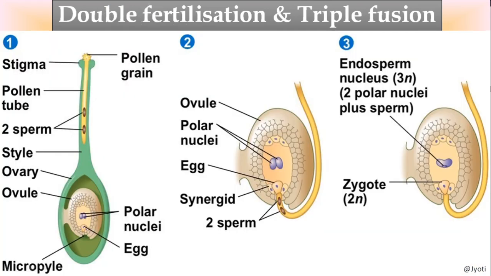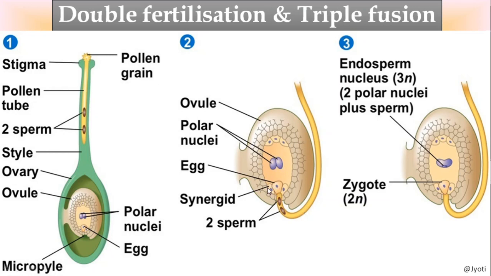So here you can see double fertilization and triple fusion. Here the two male gametes are there. Now it grows and reaches up to the ovule, and in the ovule it is releasing the two male gametes, and here the secondary nucleus, which is composed of two polar nuclei. With these two polar nuclei one of the male gametes will fuse. So it is a triple fusion.